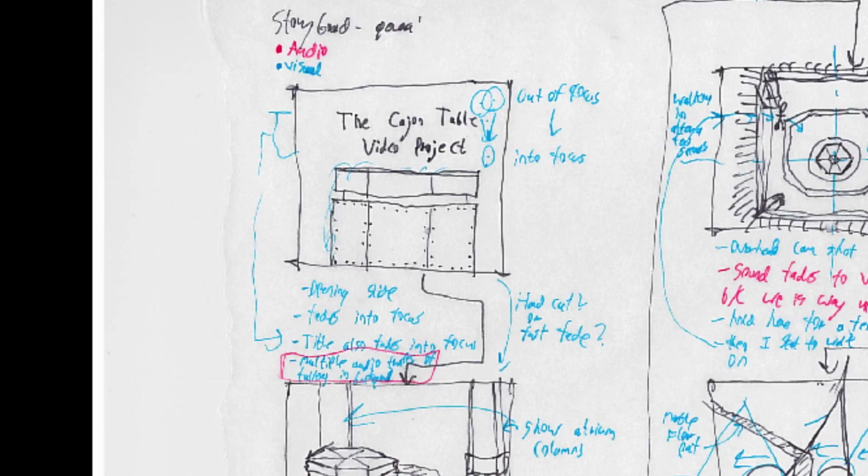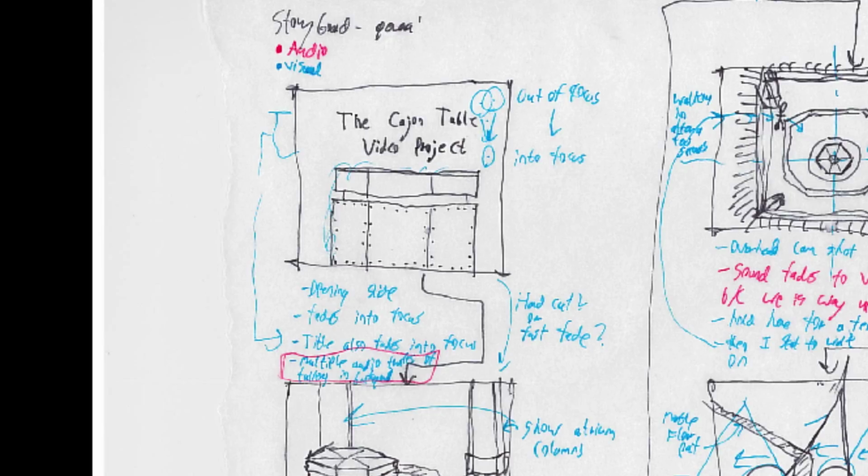So I wanted to start with a shot of just the cajon table, and something that says the Cajon Table Video Project, in the top right. Have it start out of focus and slide back into focus, like Third and Seventh, if you've seen their videos. That guy's videos are great. Opening slide fades into focus. Maybe the title also fades into view, maybe not.